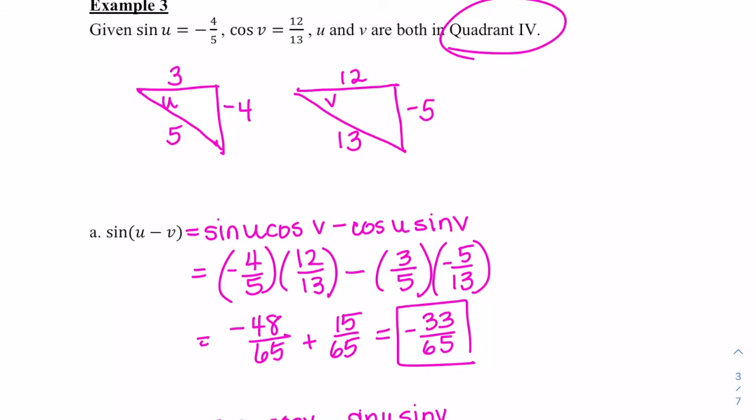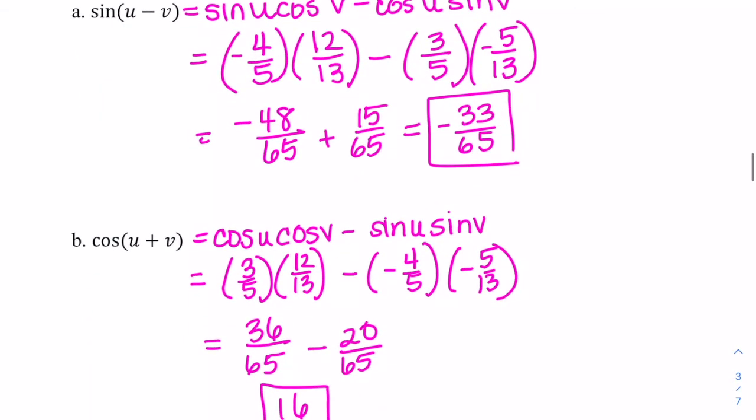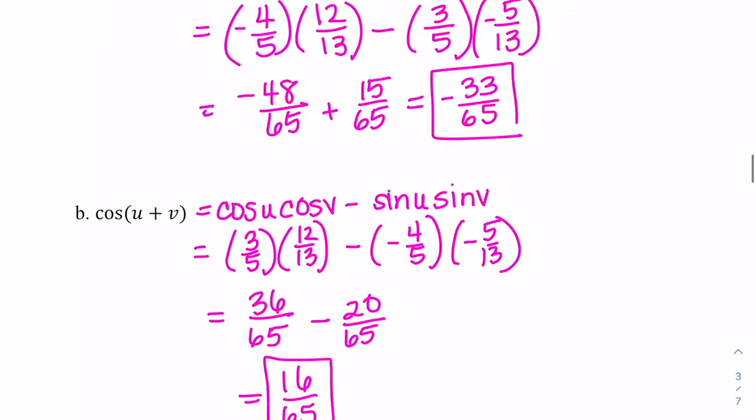For the cosine of U plus V, well, that's going to be the cosine of U times the cosine of V minus the sine of U times the sine of V. So the cosine of U is 3/5. Cosine of V is 12 over 13. Sine of U was negative 4 over 5. And then the sine of V was negative 5 over 13, giving us 16 over 65.